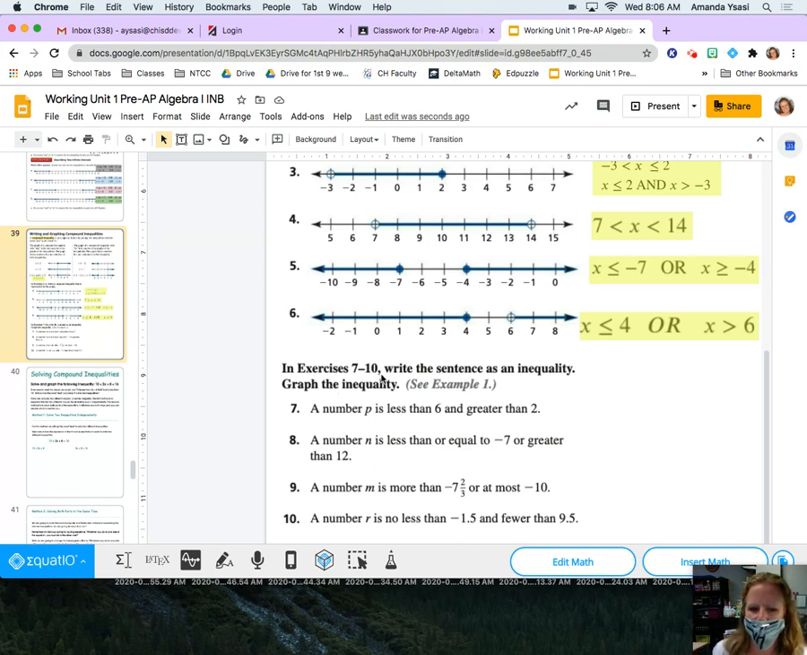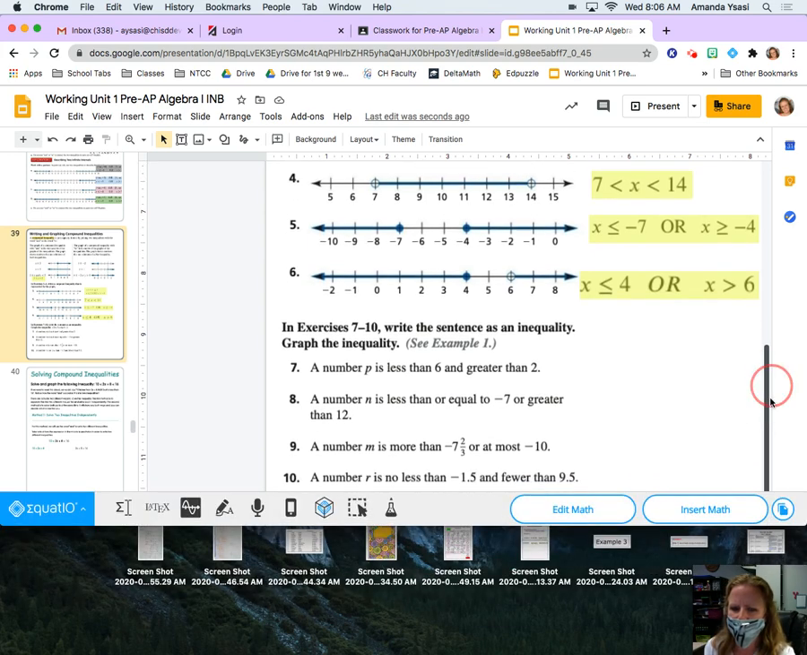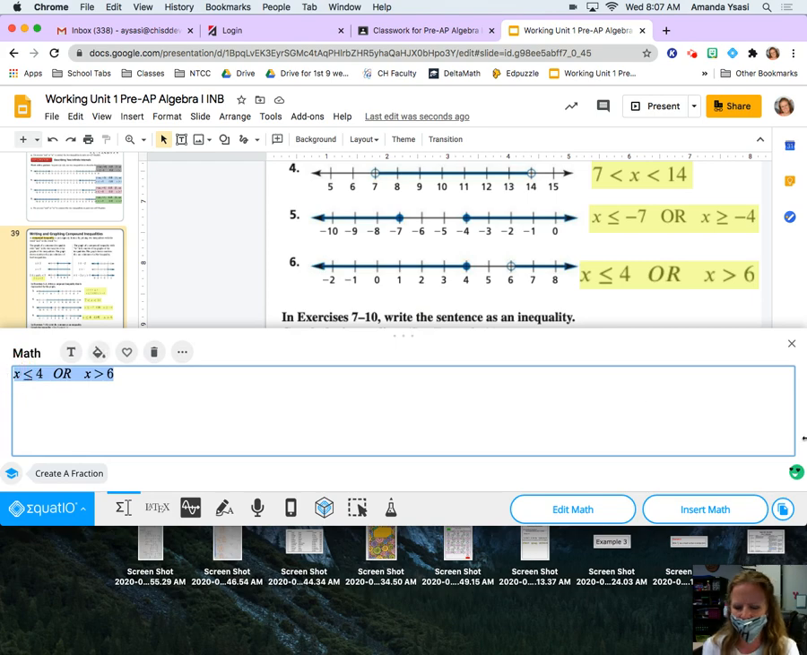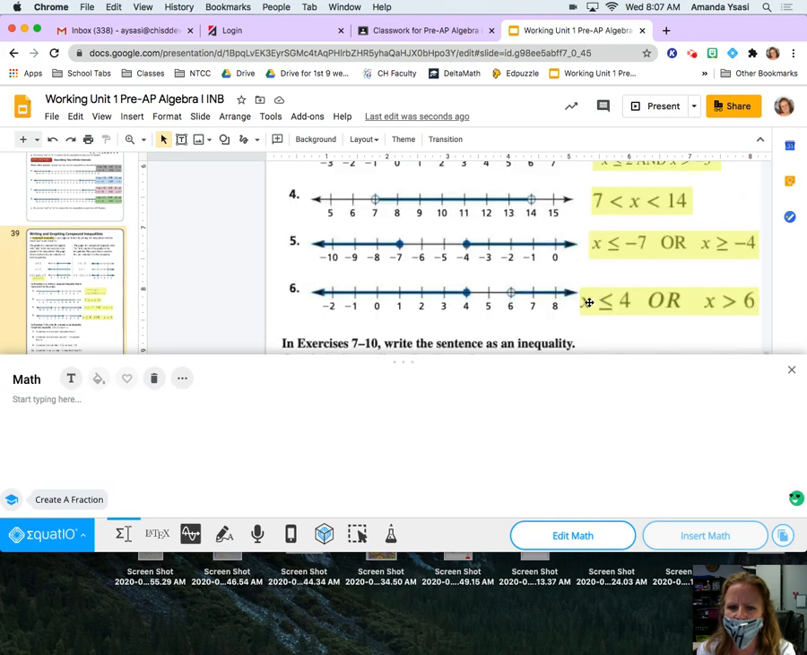Okay, so let's look at 7 through 10. Write the sentence as an inequality. Graph the inequality. I'm going to move this up a little bit. Okay, so it says, number 7, a number p is less than 6 and greater than 2. So since it's an and, it'll be a compound inequality, and you go from least to greatest.